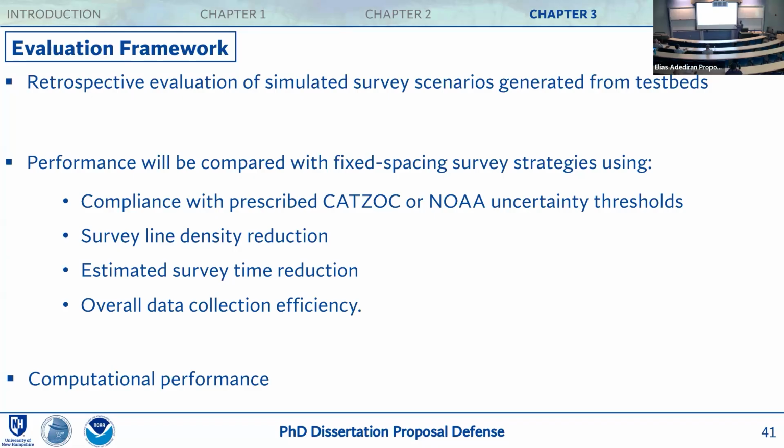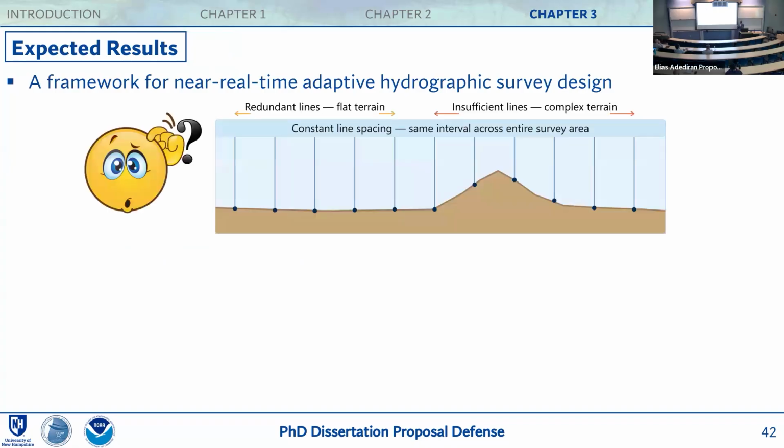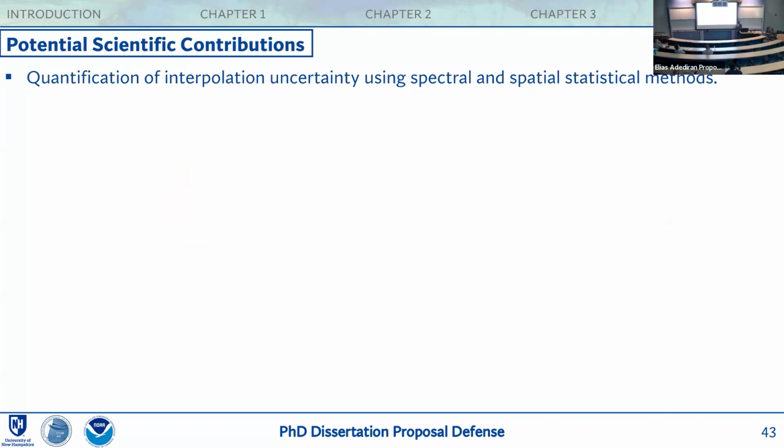And since I'm trying to say that we can use this in near real time, we also need to be thinking about the computational performance of this framework. And what we expect to get from this is an adaptive hydrographic survey design planning tool. So going from this to this, to have an objective way of determining what the line spacing should be.